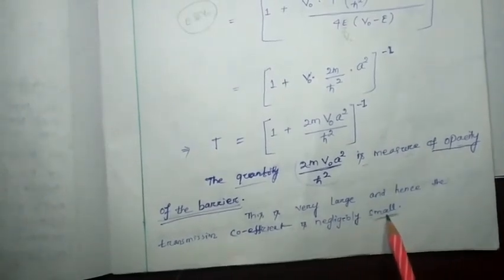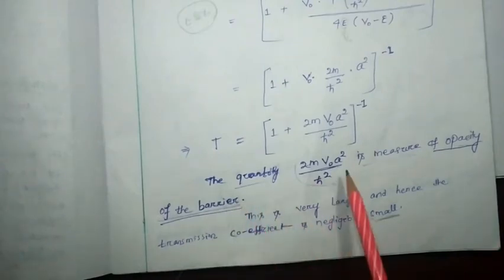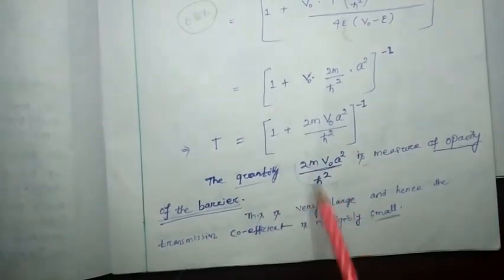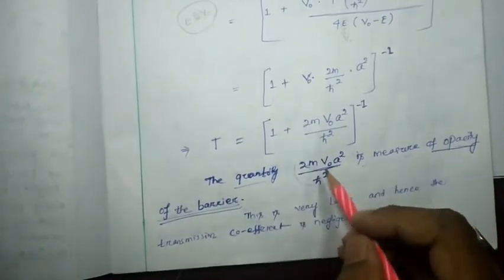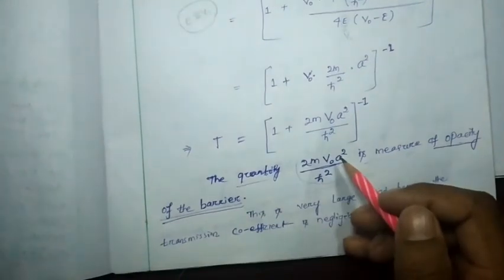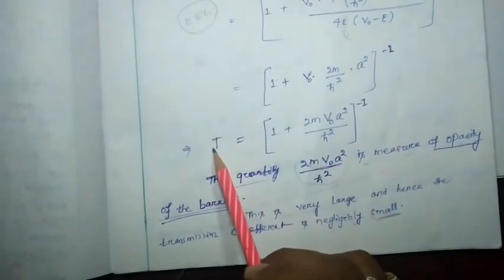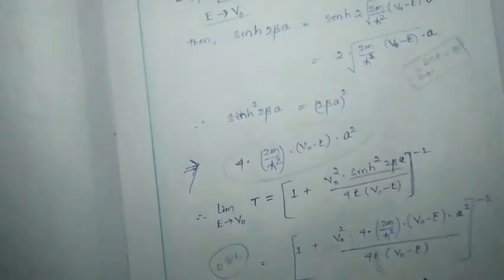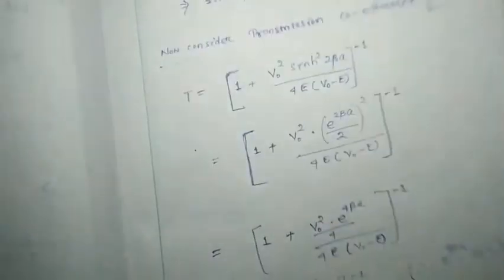Okay, so this is very large and hence the transmission coefficient is negligibly small. As we considered in this case V0 is greater than E, then this will be very large, so transmission will be negligible. So if V0 is increased, then this will be increased, the opacity will be increased, and the transmission coefficient is going to be decreased. Right?